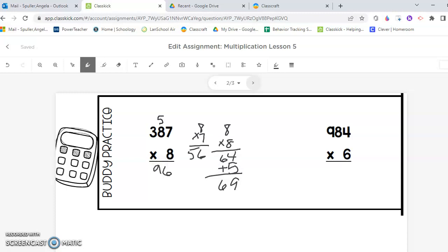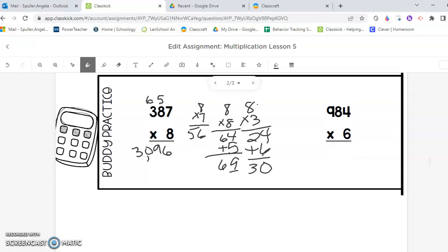Keep the 9, because this will be in the tens place, right? And regroup the next one to the next place, which is the hundreds. So 8 times 3 is 24 plus 6 equals 30. So we'll put 30 in front. So our answer is 3,096.